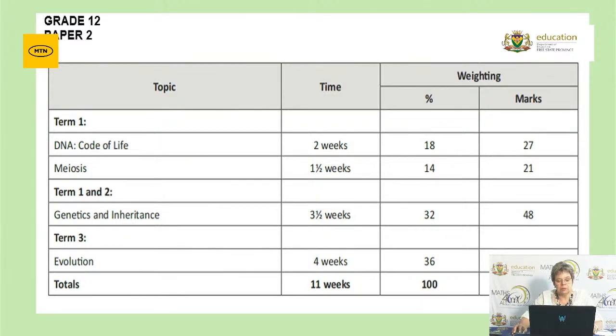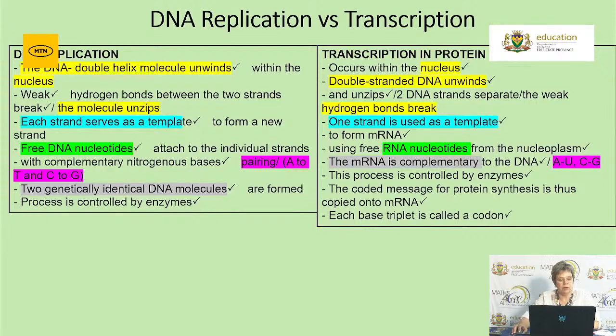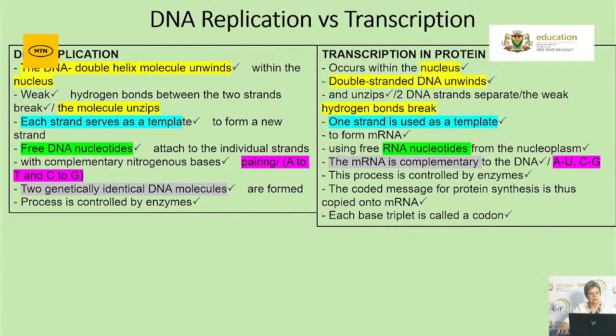The first thing that is very important when we look at the code of life is DNA replication versus transcription. Sometimes the answer in the exam is straightforward, but the way we answer it is a problem when we start marking. So I highlight it. The DNA double helix molecule unwinds. We cannot only state that the molecule unwinds or the DNA unwinds, it must be that the DNA double helix unwinds. Also, we must say each strand serves as a template and not just that the DNA serves as a template, you must say each strand.